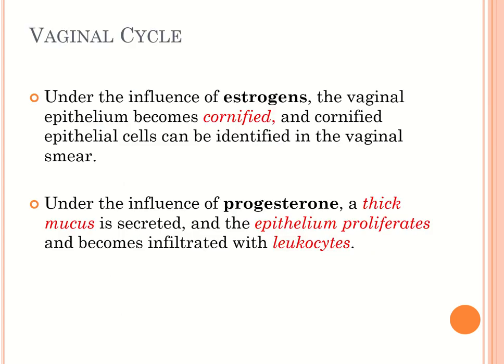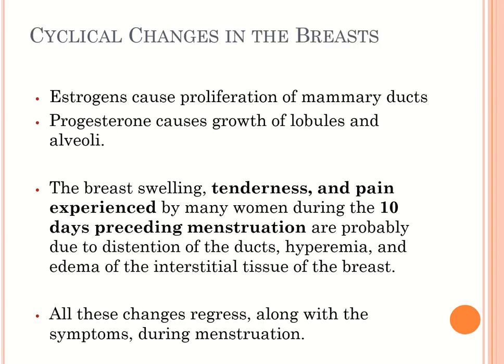And if you observe the vagina, the changes seen under the influence of estrogen, meaning the proliferative phase, are that the vaginal epithelium becomes cornified, and these cornified epithelial cells can be identified when you make a vaginal smear. But once ovulation happens, under the influence of progesterone, a thick mucus is secreted in the vagina, and the epithelium proliferates and is infiltrated with WBCs, leukocytes. So if you see leukocytes in the vaginal smear, it indicates ovulation has already happened.